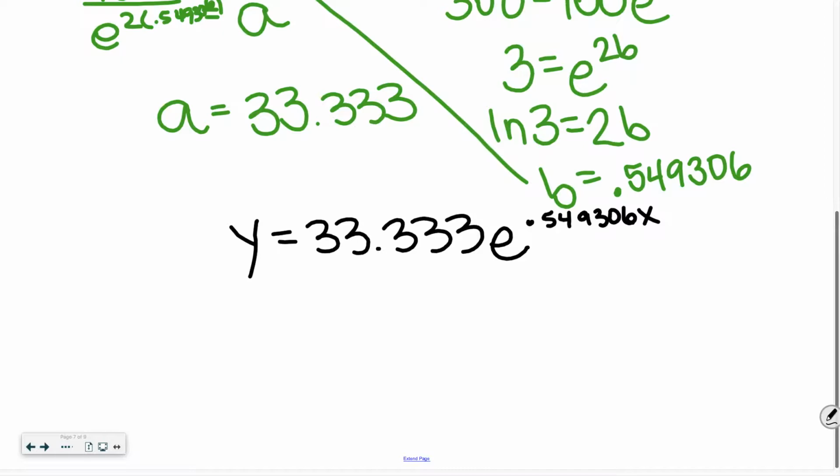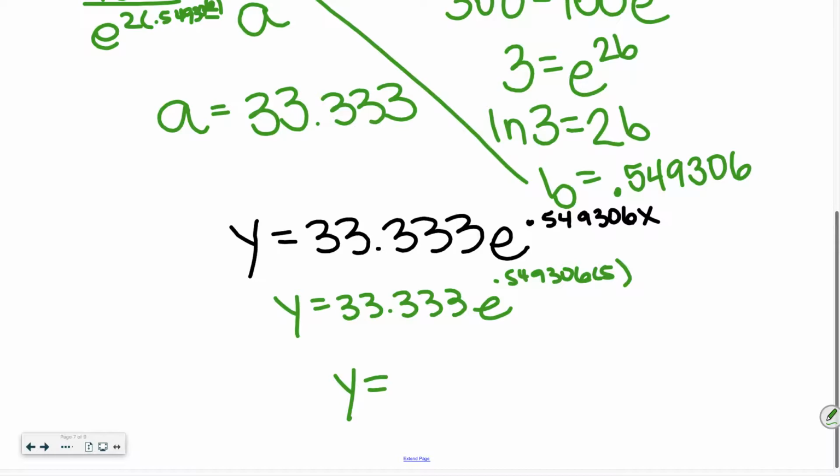So now, if we want to know how many flies there are after 5 days, where do we put the 5? It's our input. We put the 5 into X. How many flies do we have? Point what?